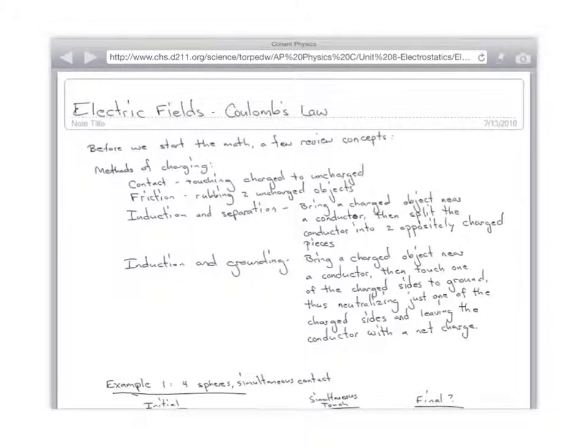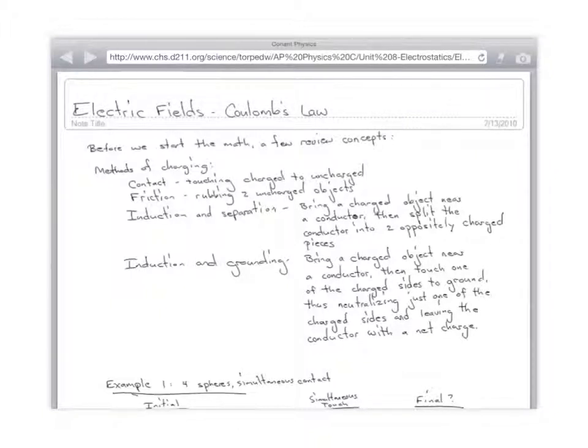All right, today we're just going to do a really quick review of all the stuff you should already know and have been doing for a year already. For example, different methods of charging something. When I say charging something, I don't mean plugging your iPad into the wall and charging it. That's not really charging, at least not the kind of charging that we're talking about.